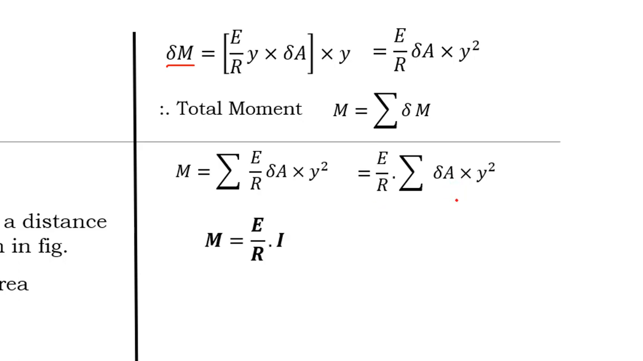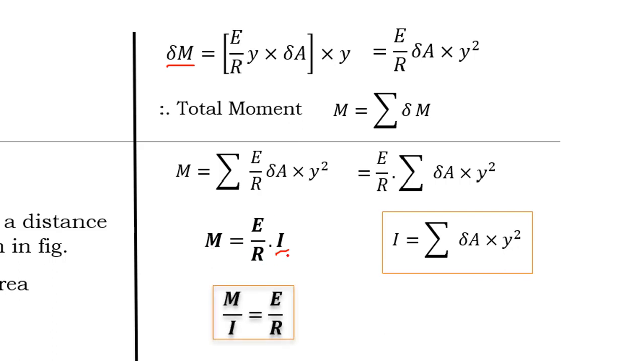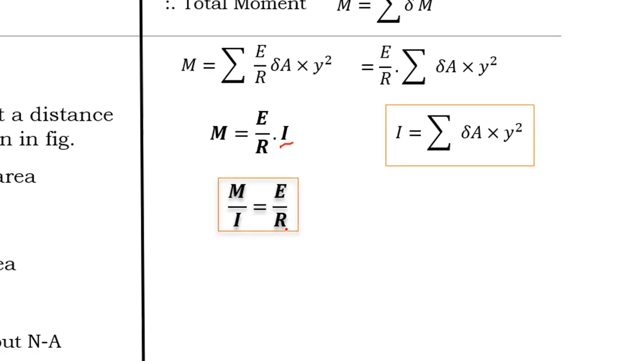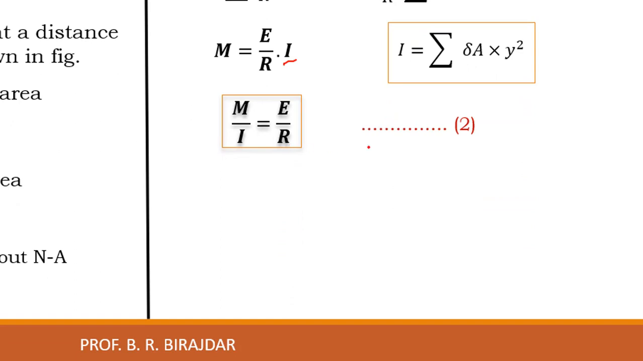Now this y square dA is nothing but the I, right? So the summation of y square dA is the moment of inertia. So that we will write here as I. So therefore we will get M is equal to E upon R into I. If you rearrange, then M by I equals E upon R. Bending moment upon moment of inertia is equal to Young's modulus upon radius of curvature. This is equation number 2.